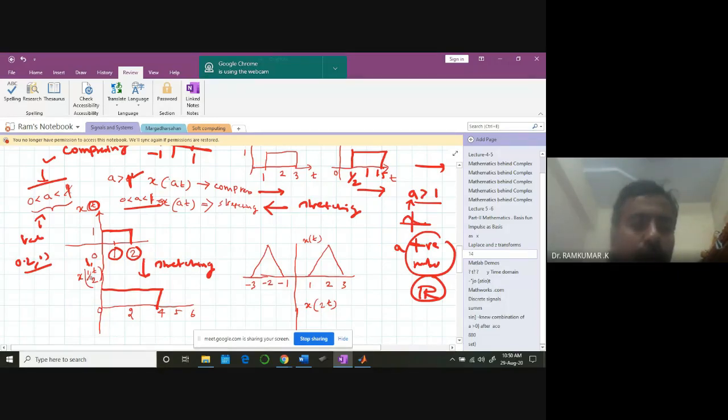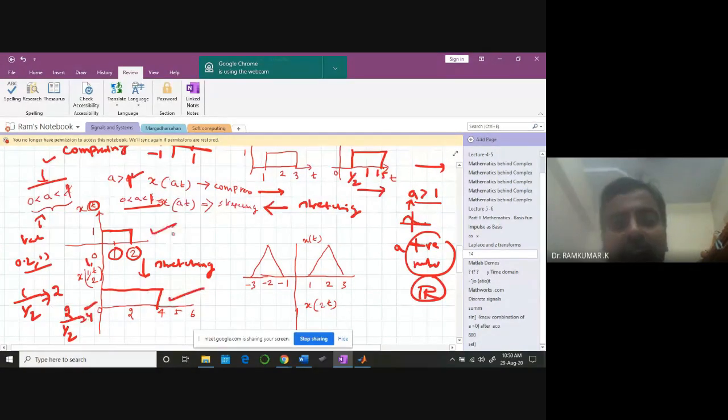Is it not? 1 by 2, for example. 1 divided by 1 by 2, what do I get? I get 2. Here in this case, it's going to be 2 divided by 1 by 2, and I'm going to get 4. So that's what is happening. You understand the idea clearly, what I'm saying?